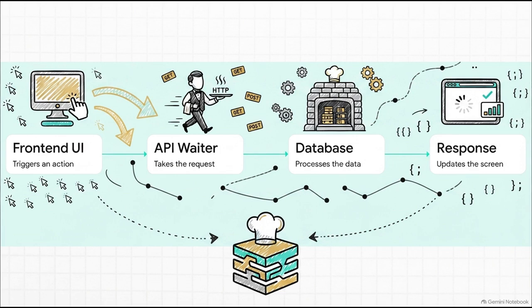Here's the complete flow. The user clicks a button on the front-end UI. The API waiter takes that specific HTTP request and runs it to the server. The server talks to the database kitchen, which securely reads or saves the structured data. The database hands it back to the server, and the server fires a crisp HTTP response right back to the browser, updating the screen instantly.